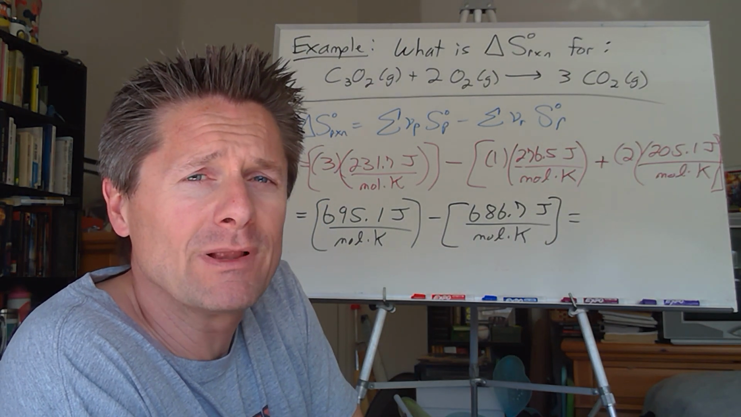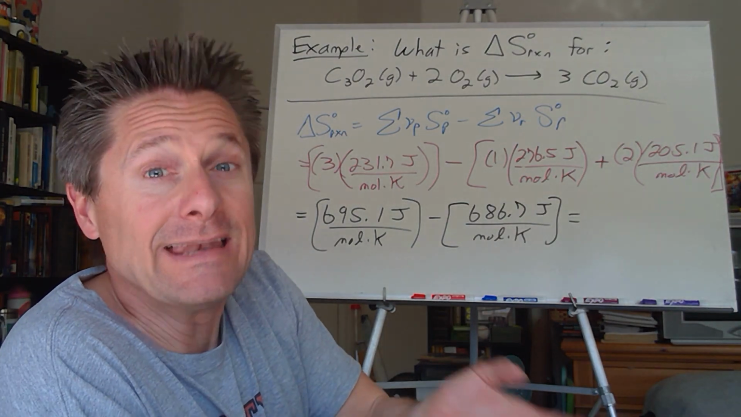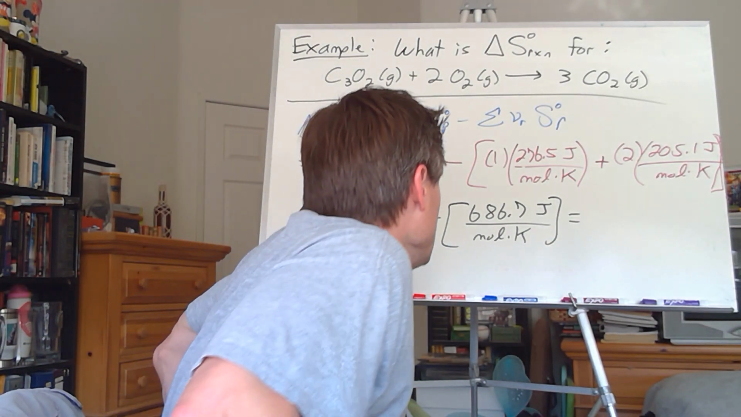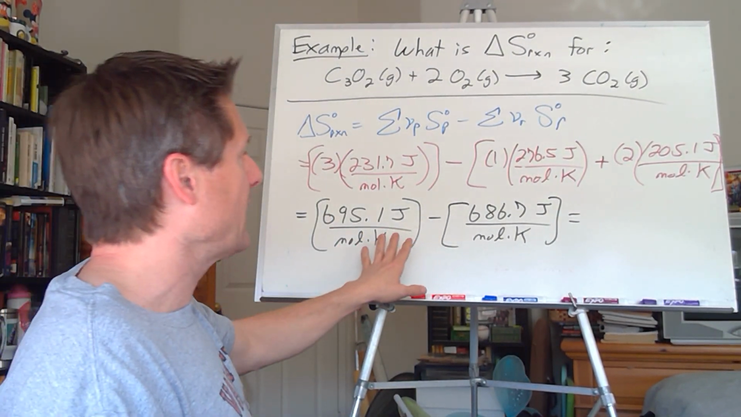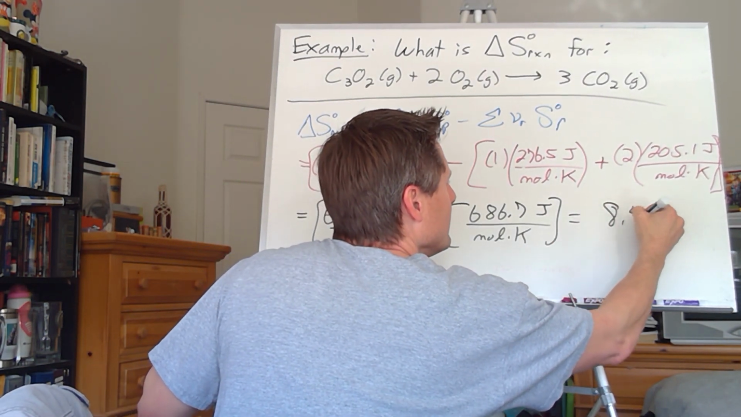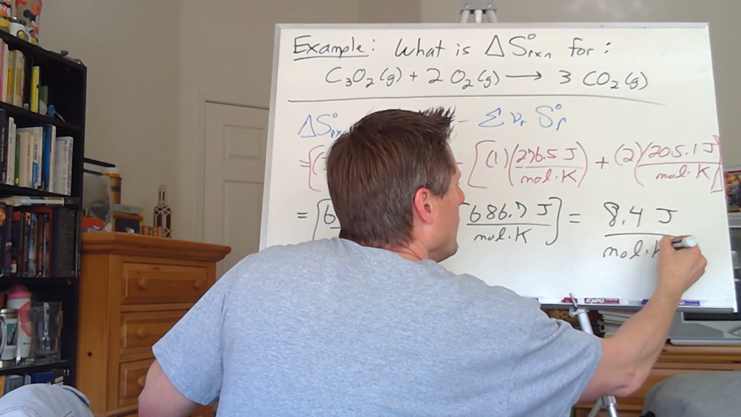It's probably not going to be a really high positive delta S. Probably not going to be a very high negative delta S either. It's going to be close to 1-ish. We'll see. Let's take that minus that. I get 8.4, my friends. 8.4 joules per mole Kelvin.